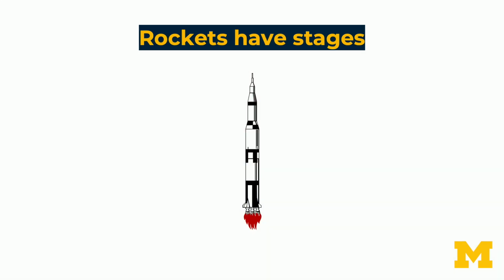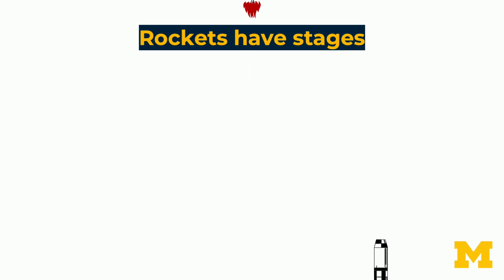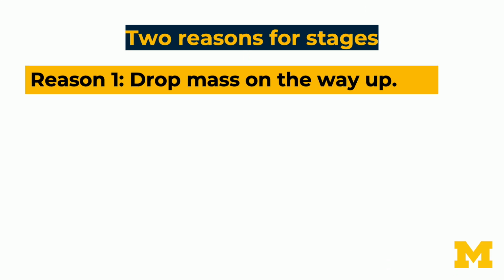But what we neglected to talk about is the fact that rockets have stages. Last time we used the V2 rocket, which has no stages, but this time we're going to talk about rockets that actually have stages. There are two reasons for rockets having stages.